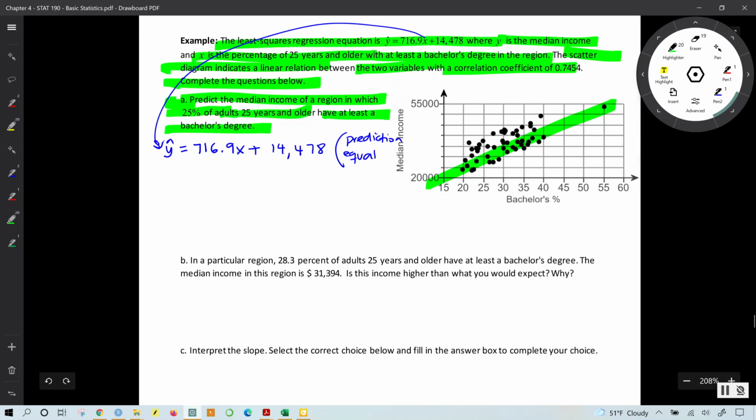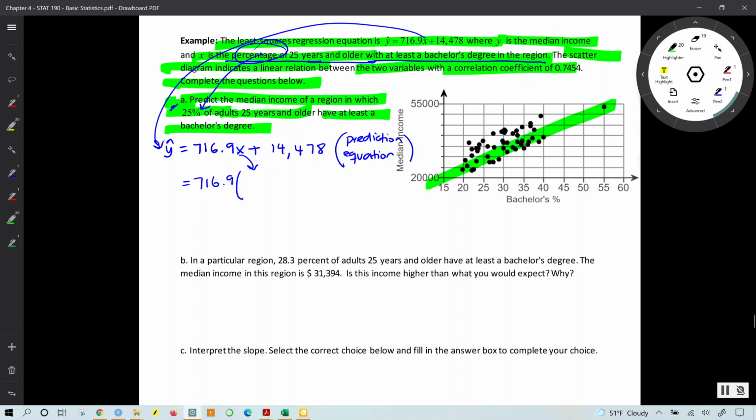That is, it is an equation that if we plug in the appropriate value of x, we can get the corresponding predicted value of y. So let's do that. In this case, you have 716.9 times x. X in this case is the percentage of 25 years and older with at least a bachelor's degree in the region. In question A, that percentage is given as 25%.